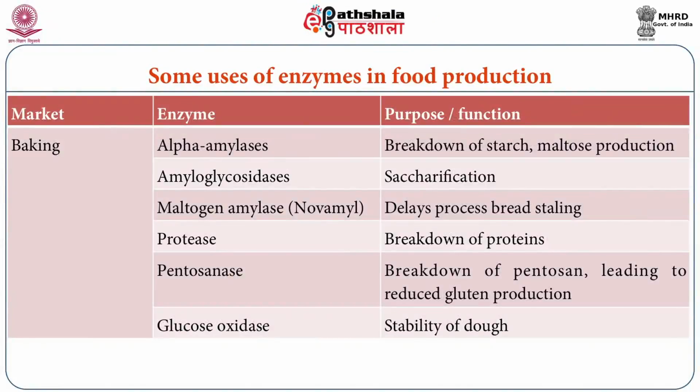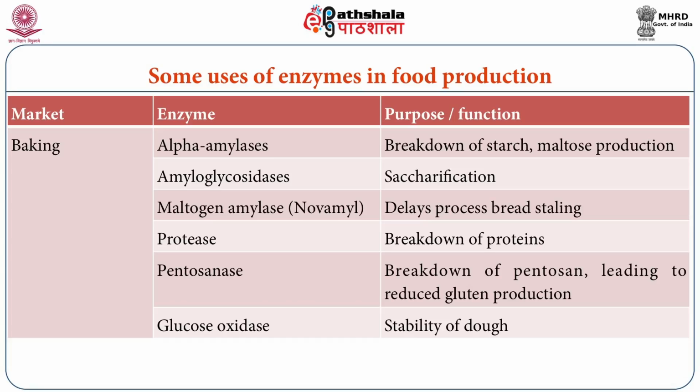Again, enzymes are very commonly used in the baking industry, where we can find enzymes like amylases which are highly used, alpha amylases used in breakdown of starches and as well as for maltose production. Amyloglucosidases are used in the process of saccharification. Maltogenic amylase, which is called Novamyl commercially, delays the process of bread staling. So a newer technology, a newer enzyme which can keep our bread for a longer period without getting stale.